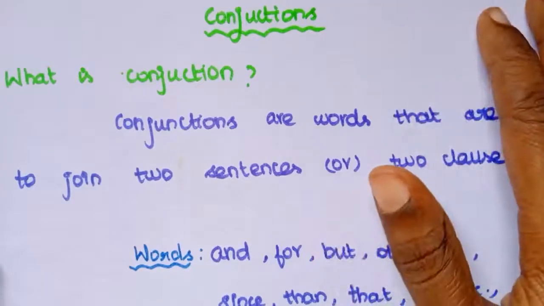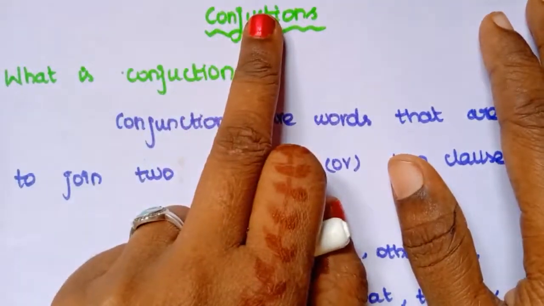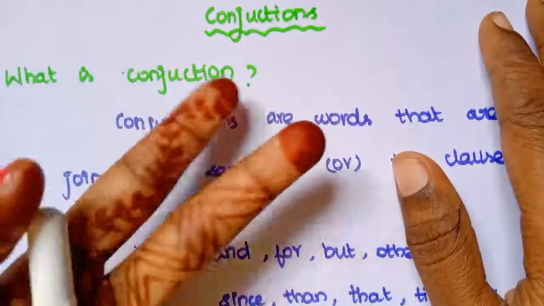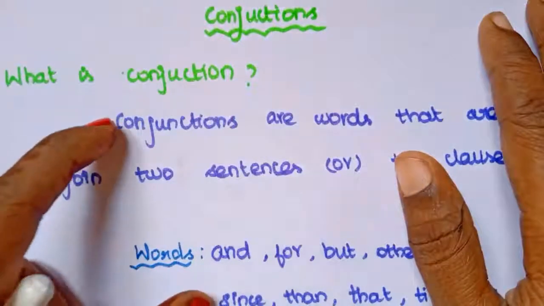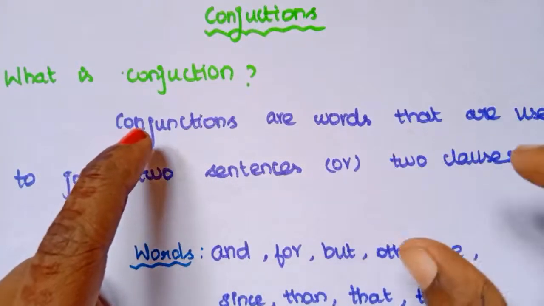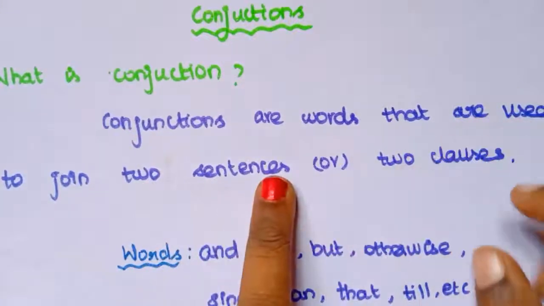Fine friends, in today's session we are going to see what conjunctions are and what words are used to join two sentences or two clauses. So what is the definition of a conjunction? A conjunction is nothing but a word that is used to join two sentences or two clauses.